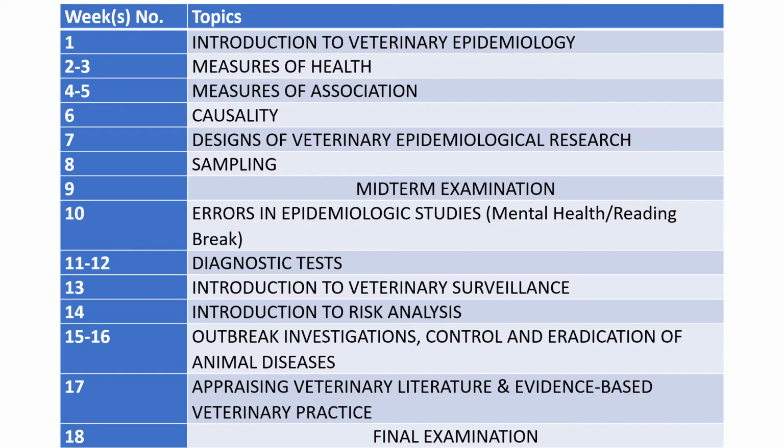For Vet Micro 515, these are the topics that we will be discussing this semester. Of course, we'll start with the introduction to vet epidemiology. The following weeks, we will go to measures of health, measures of association, causality, the science of veterinary epidemiological research, and sampling, and that will be the coverage of your midterms. Then after the midterm, we'll go with errors and epidemiologic studies. I just put it here that perhaps you can schedule your mental health or reading break here. Let's see if you will be able to pursue that.